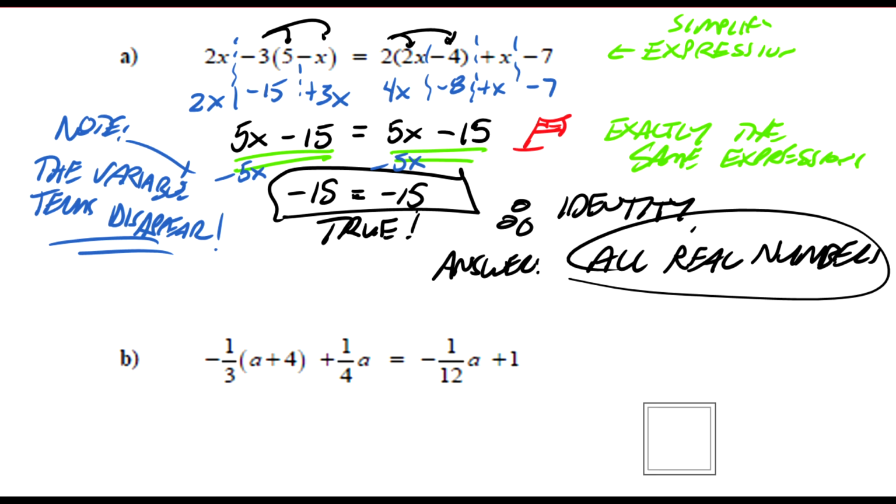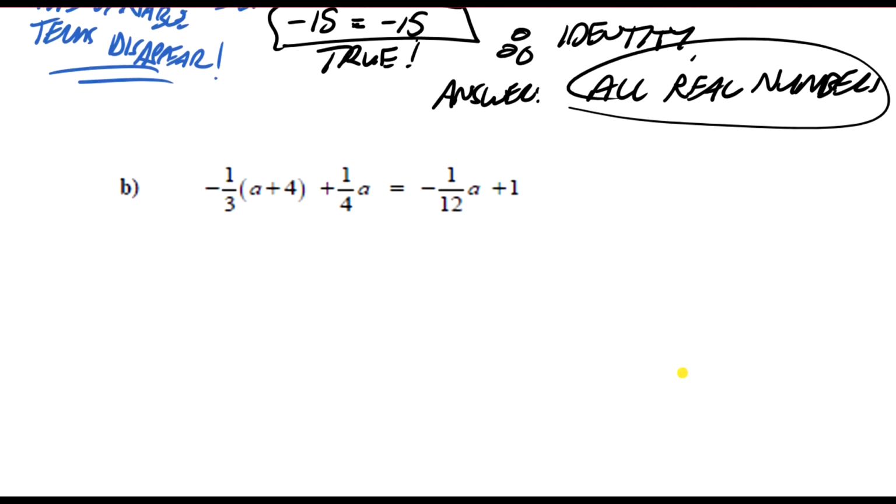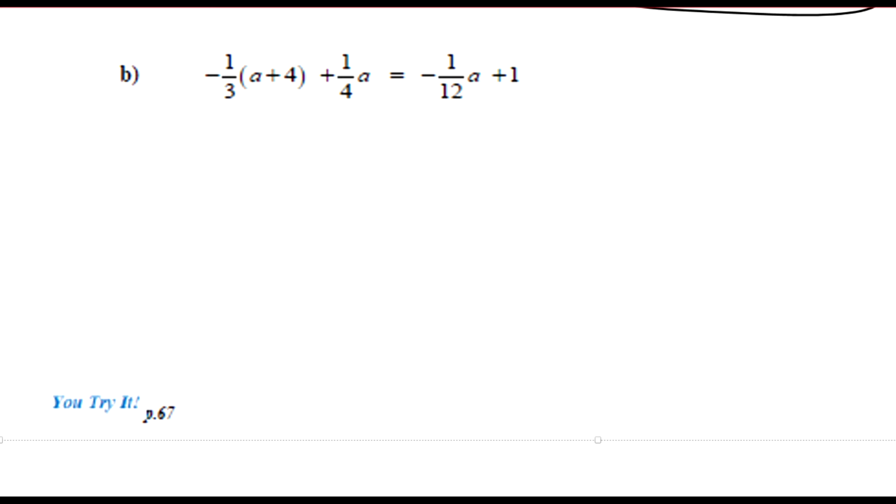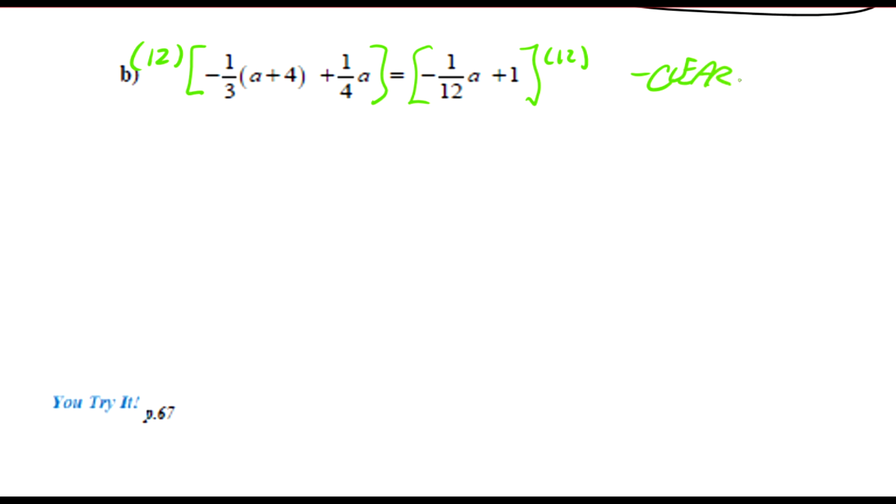So let's try another problem, maybe one where we practice a little bit with clearing fractions. So let's clear fractions here. We have a bunch of fractions in this. Let's multiply both sides by a number that will cancel everything, which is 12. 12 will cancel a 4 and a 3 and a 12. So if we multiply by 12 on both sides, we clear the fractions. Again, as we do this, we need to recognize our composition.